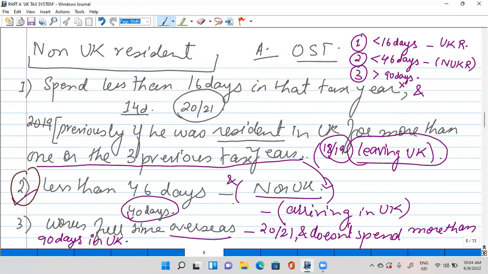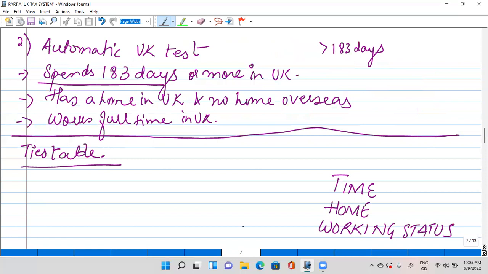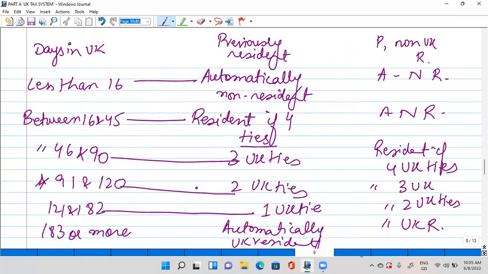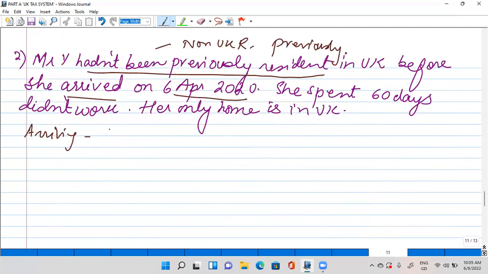How many days has she spent? 60 days, so it's more than 46. Then the second one, which we'll do, is the automatic UK test. She has spent less than 183 days, so she does not satisfy that. First of all, we look for the automatic overseas test. No, because she has spent more than 46 days. She doesn't work overseas. So she satisfies one of the automatic UK tests.